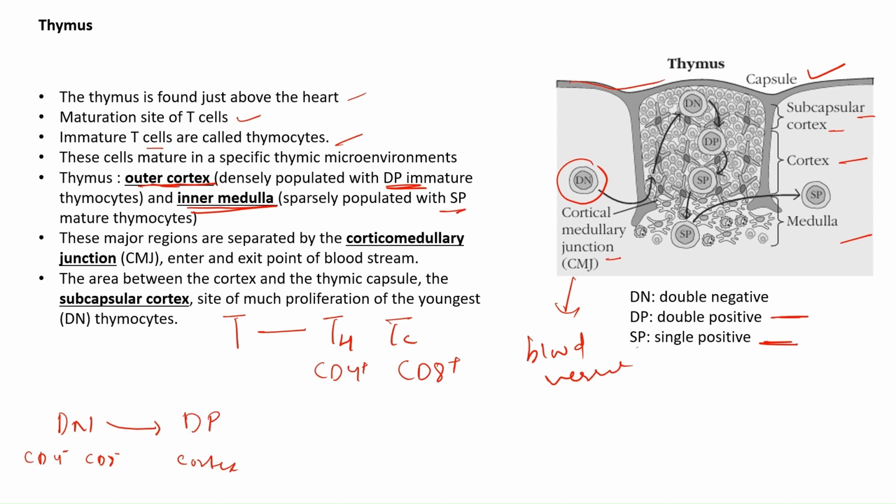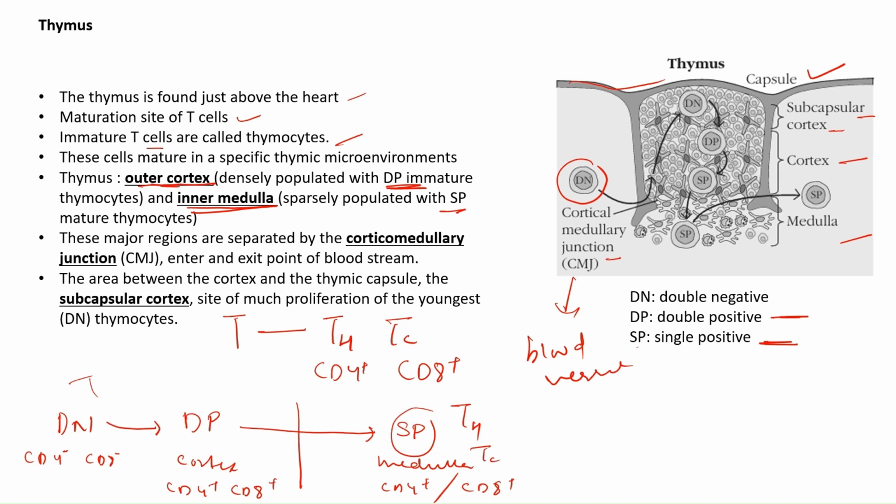DP means double positive. That means now they contain both CD4 plus and CD8 plus markers on the surface. When they enter inside the medulla, they are SP, single positive, that means either CD4 plus or CD8 plus. This is the stage when the T cell gets differentiated into TH and TC cells. Till the cortex, they are only T cells. We cannot call them TH or TC cells because they are either double negative or double positive.